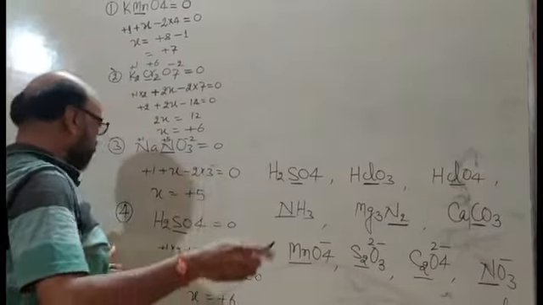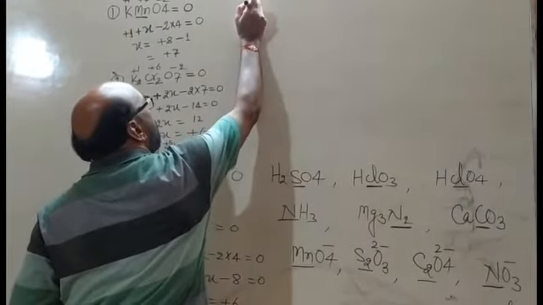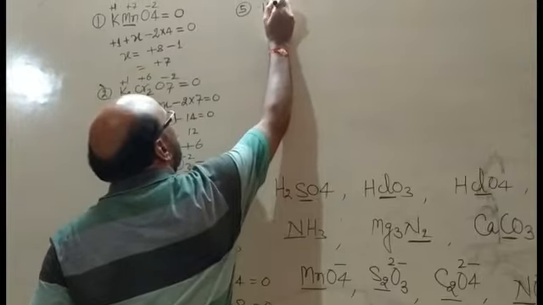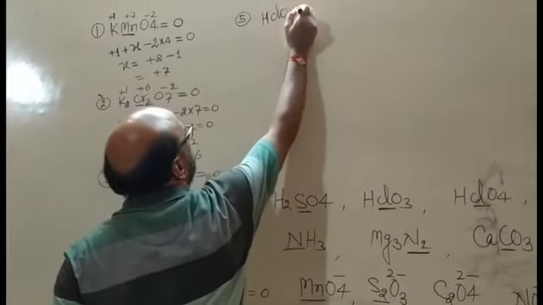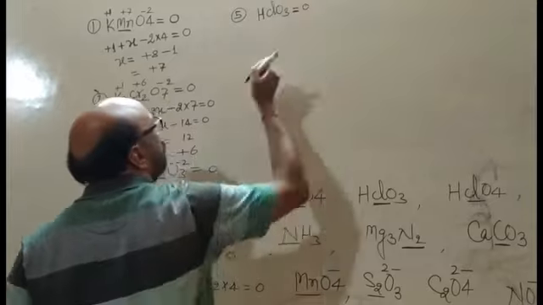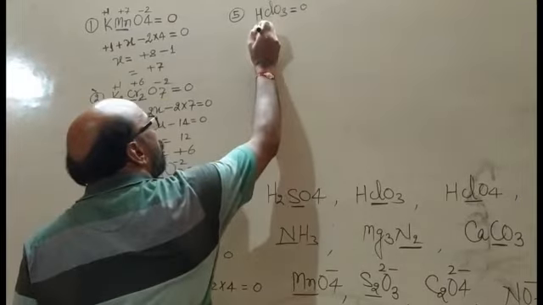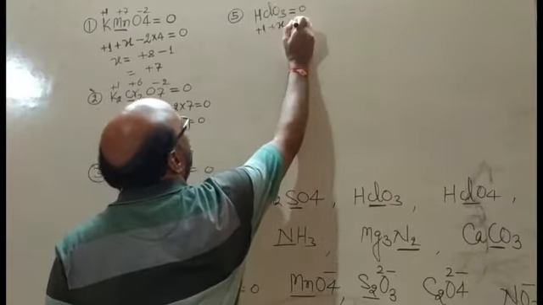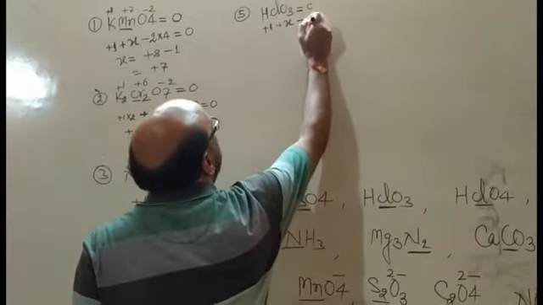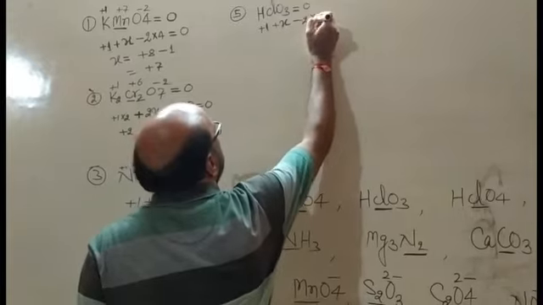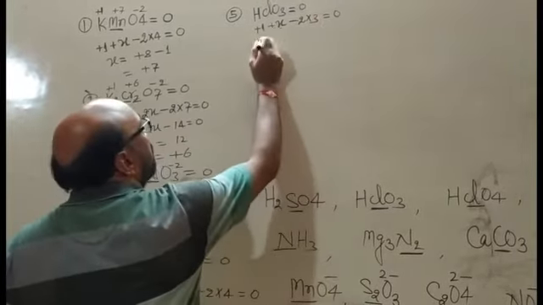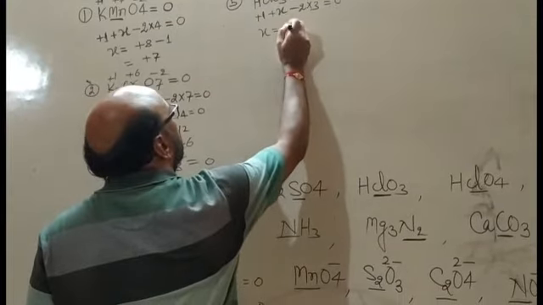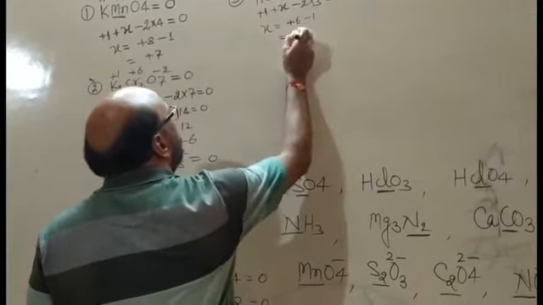The next compound given is chloric acid, HClO3 is equal to 0. It is also a compound. Again, you use hydrogen plus 1. Let the oxidation state of chlorine be X. Oxygen is minus 2 into 3 is equal to 0. X is equal to plus 6 minus 1, which is plus 5.